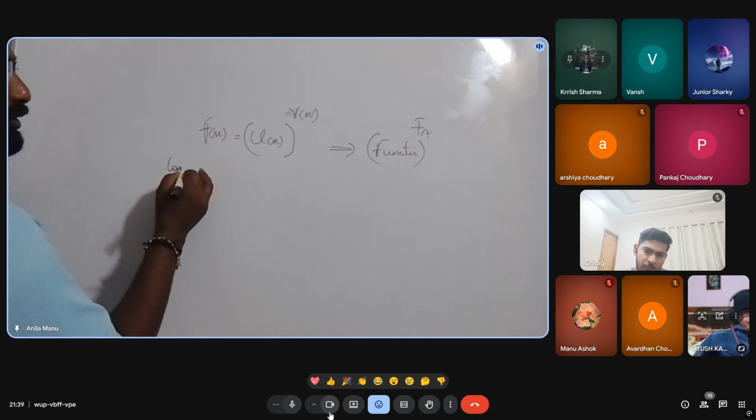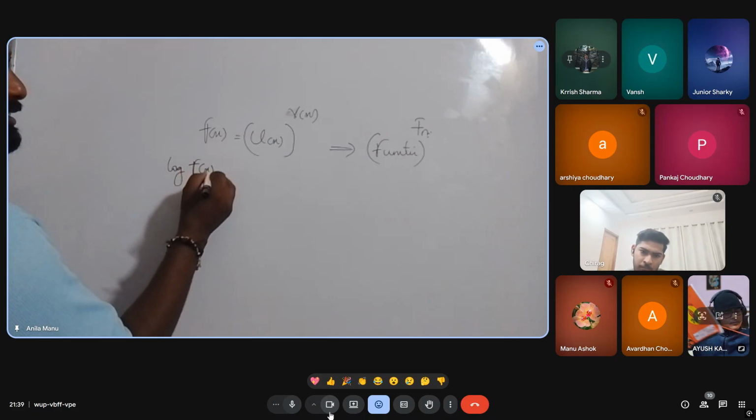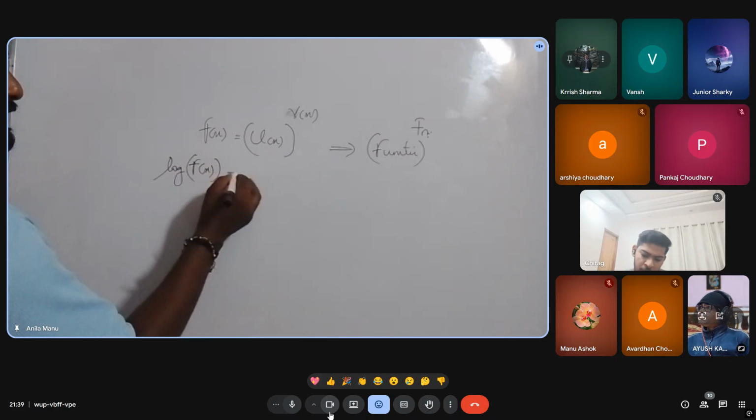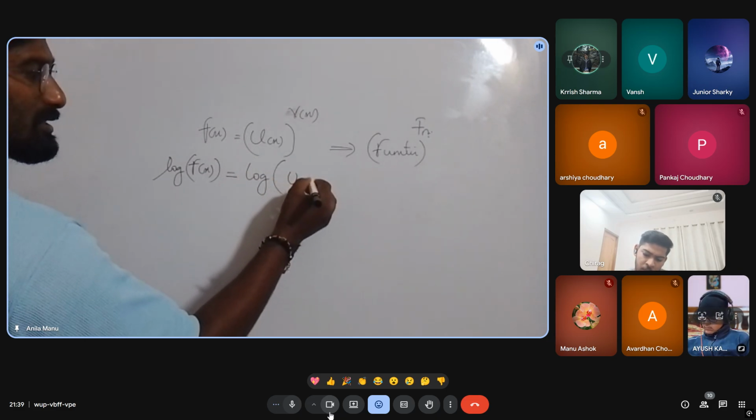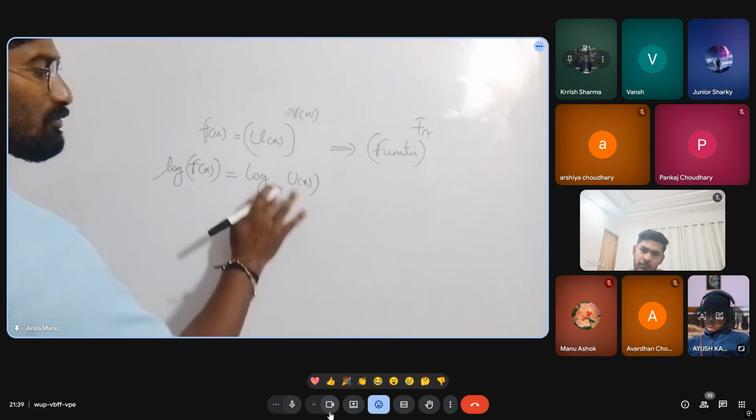When I take logarithm on both sides, on the left side you get log f of x. Right side it is going to be log of u of x raised to v of x.